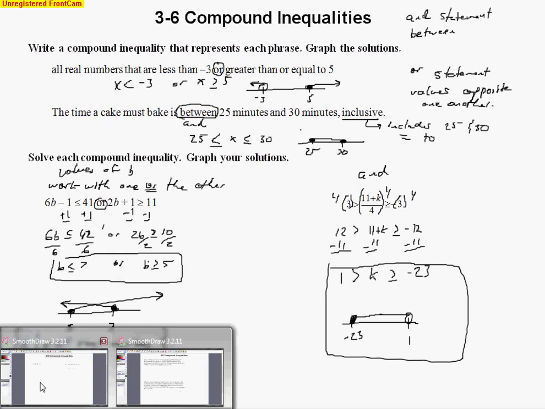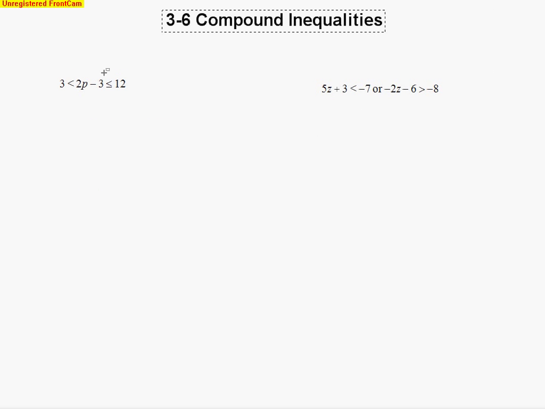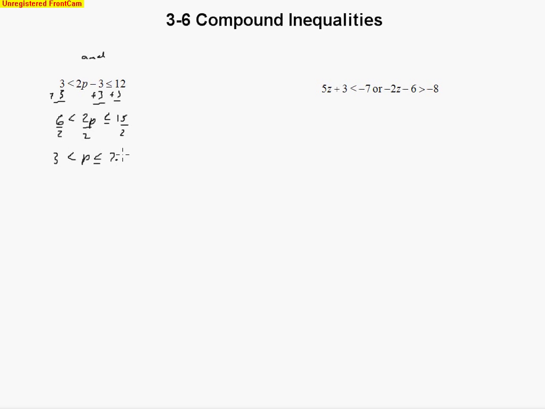Let's try these two. So on this one here, we see this is going to end up being an AND statement. An AND statement, the values of p are in between. So we go ahead and add the 3 to all sides. So when I do that, I've got 6 is less than 2p, which is less than or equal to 15. So when I divide by 2, I end up getting 3, which is less than p, which is less than or equal to 7.5.